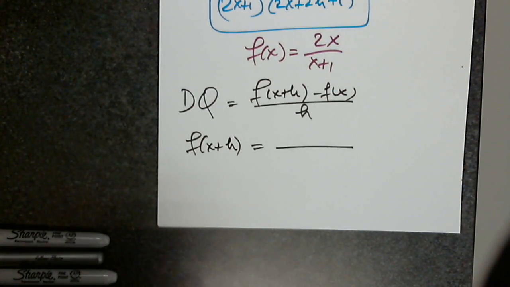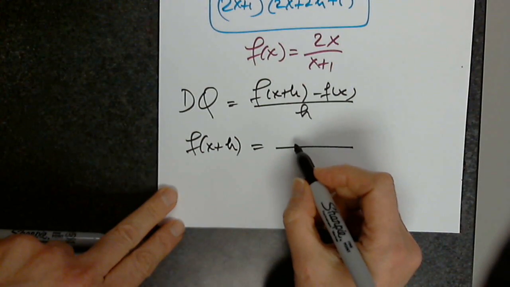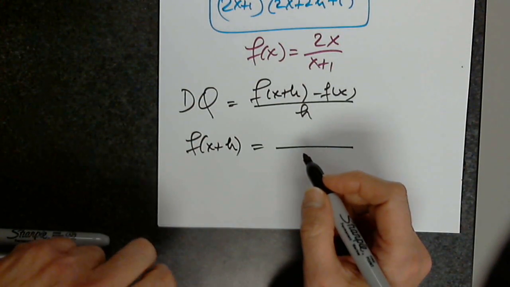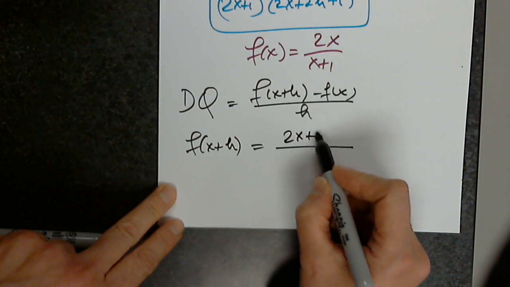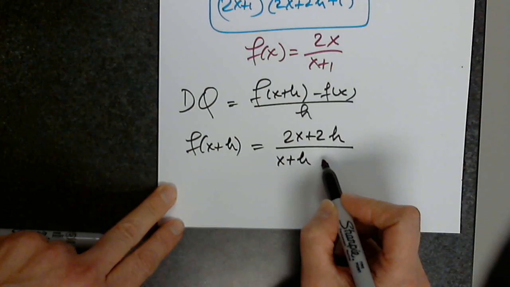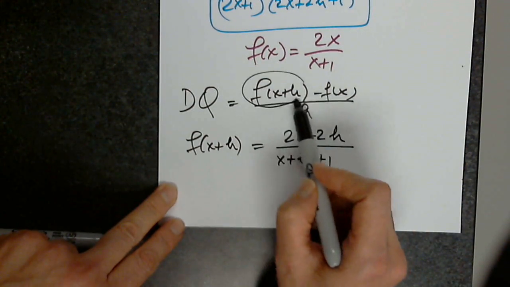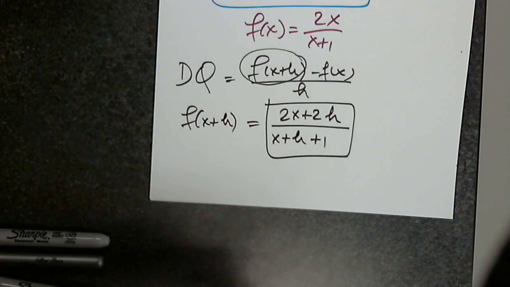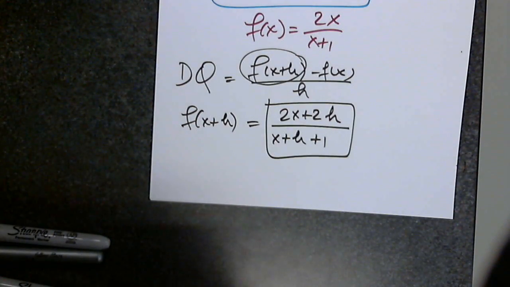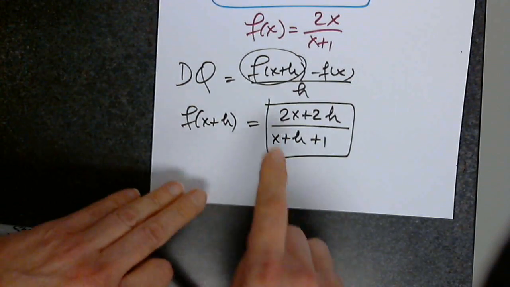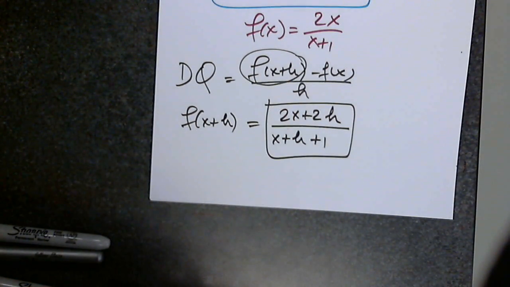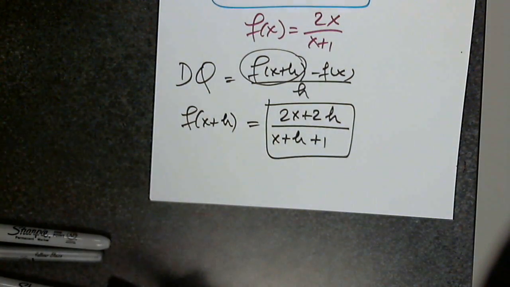Can anyone give us the f of x plus h first? Will anyone want to give us the f of x plus h? Plus 1. Good. So this is just this piece. Do we all agree with f of x plus h as being 2x plus 2h over x plus h plus 1? We agree or we disagree? Is this okay? Yes? This is just this piece. I didn't do anything. This is not the difference quotient. This is just this. Is that okay? Do we all understand this? Are you okay?